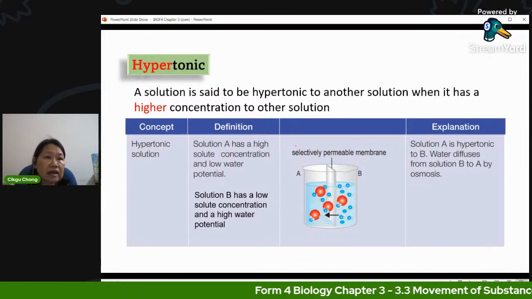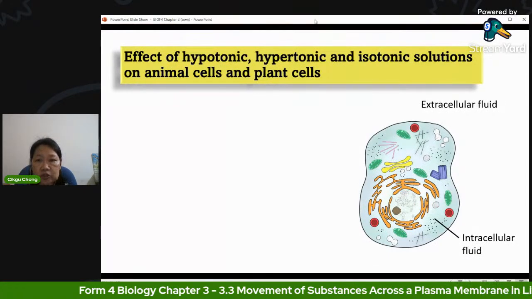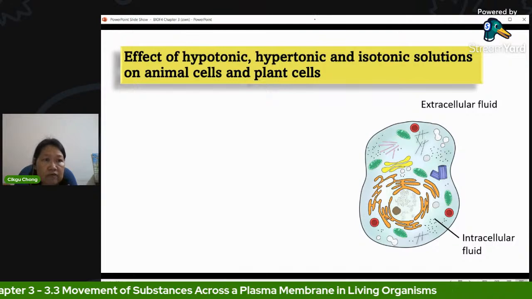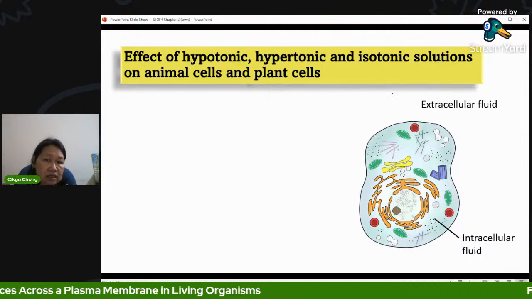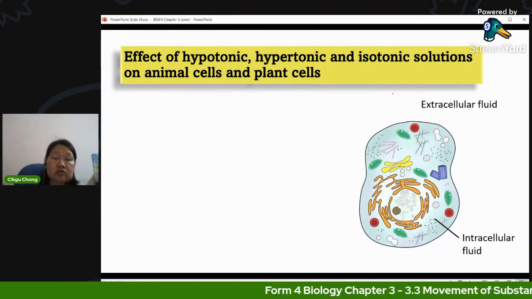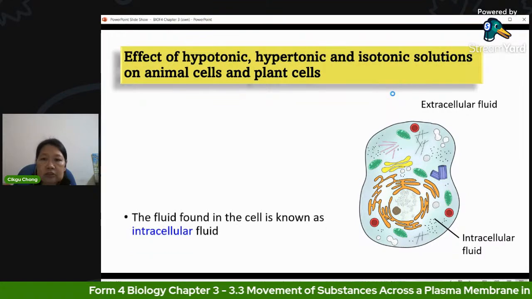Okay, clear? I think there are no questions here because it's easy, right? All these things your school has probably done, or maybe a teacher has taught it before. So now, the effect of hypotonic, hypertonic and isotonic solutions on animal cells and plant cells. This is an important concept. They always ask you, what happens if I put this animal cell or plant cell into these three types of solution? What is going to happen? Okay, so let's look at that.